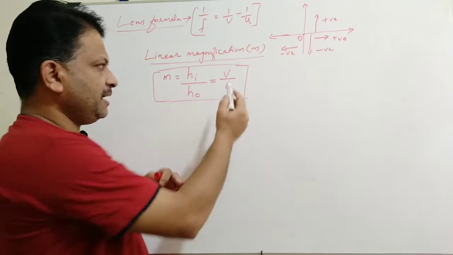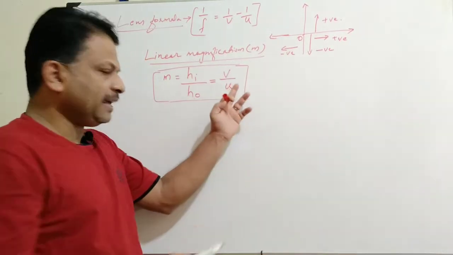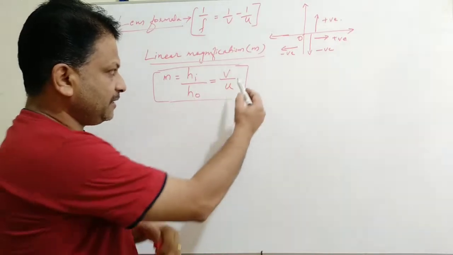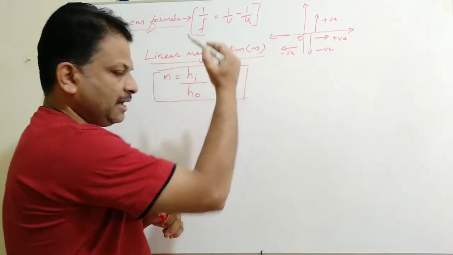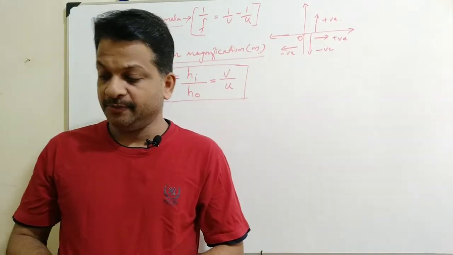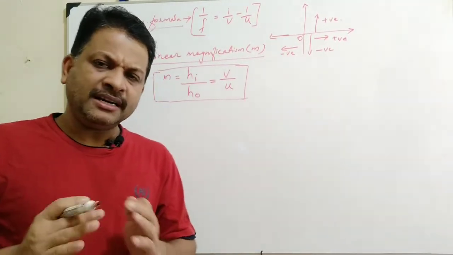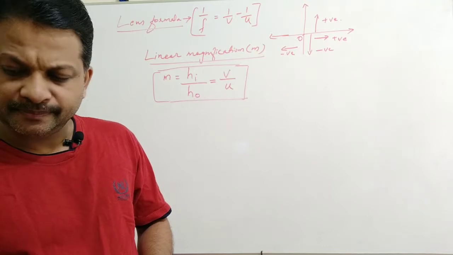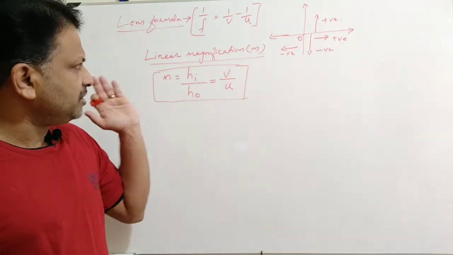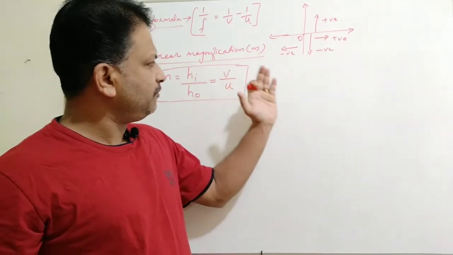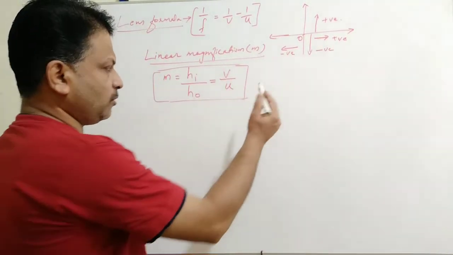Basically it's a pure ratio, a numerical value. You can see from this formula it has no unit. Clear? Okay. So what does this magnification tell us? The expression for linear magnification will be the same for convex lens and concave lens.